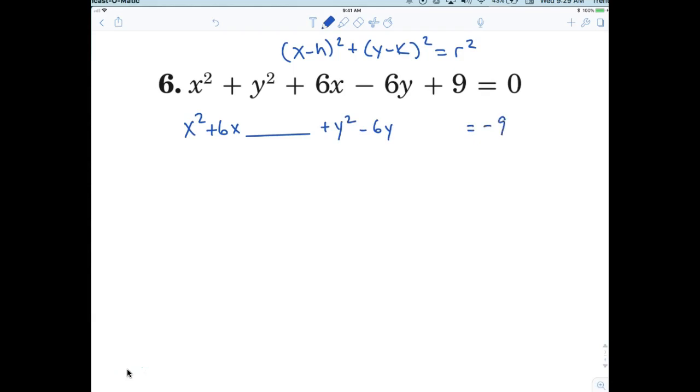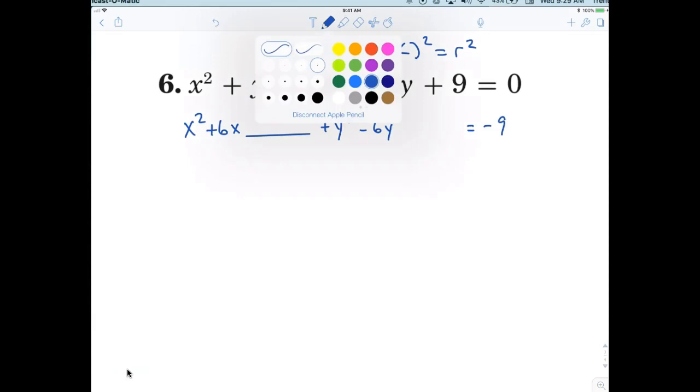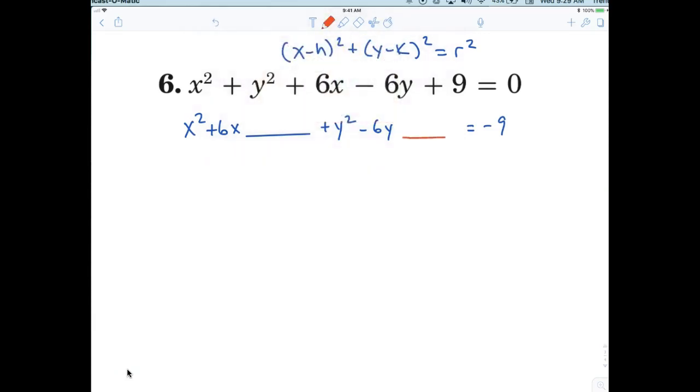All right? Anybody have any problems with that? Again, all we did was group the x's together and group the y's together. That's it. Hopefully you see that makes sense, because the x squareds and the y squareds are separated.